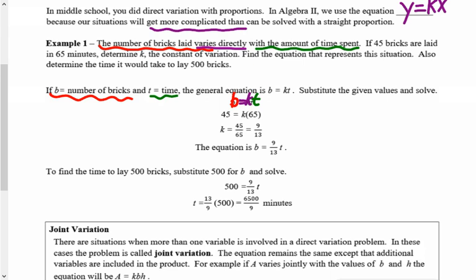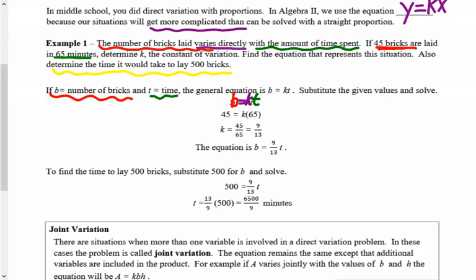If that's all they ask you for, you can stop there. But oftentimes they give us more information. So in this one, they say that 45 bricks are laid in 65 minutes. You're supposed to determine k, the constant of variation, and then find the equation that represents the situation. Then they sometimes will give you a new situation where it says, determine the time it would take to lay 500 bricks.